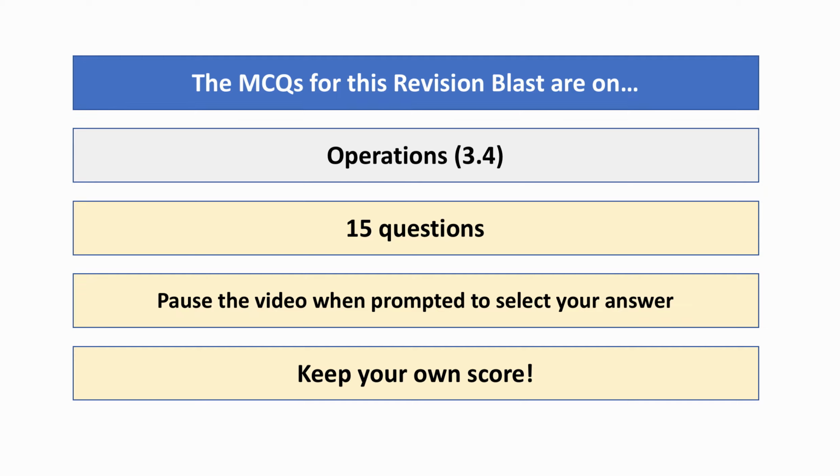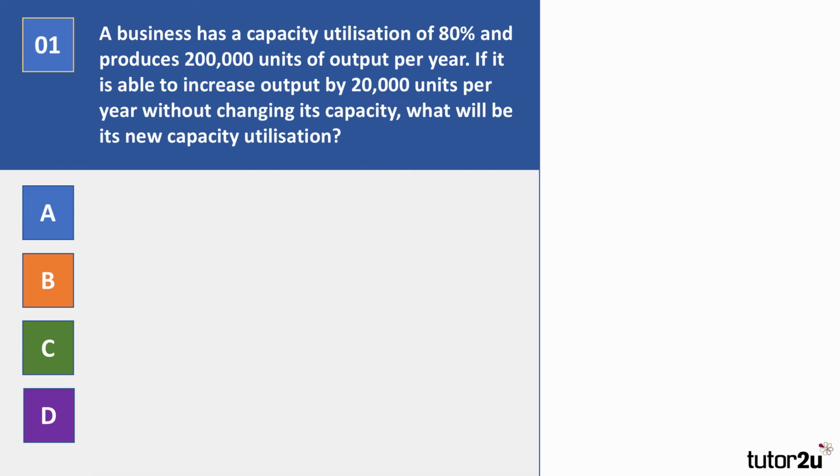Let's start with question 1. Question 1. A business has a capacity utilisation of 80% and produces 200,000 units of output per year. If it is able to increase output by 20,000 units per year without changing its capacity, what will be its new capacity utilisation? So a calculation to start with. Here are your four answer options. Pause the video now and do your calculations.